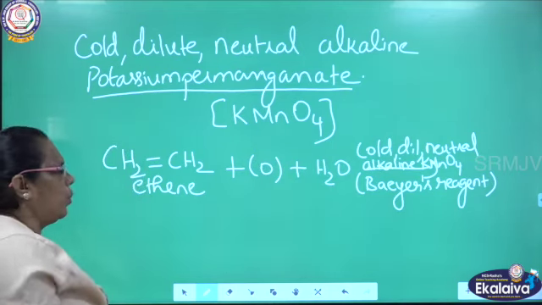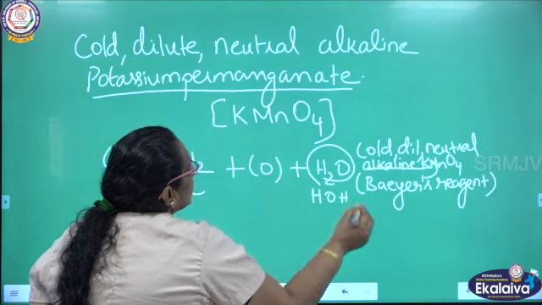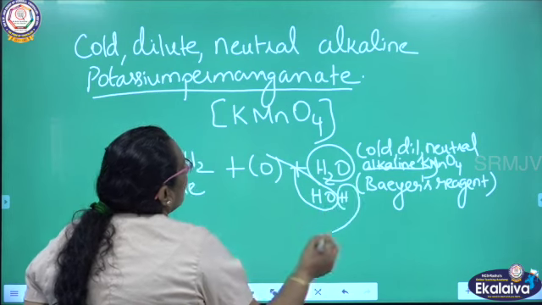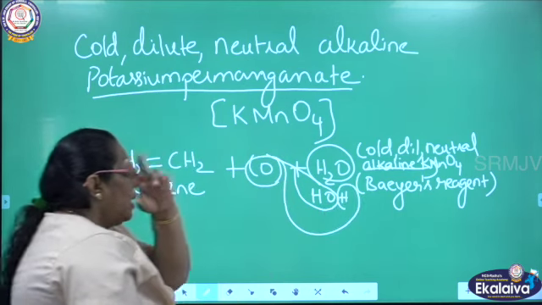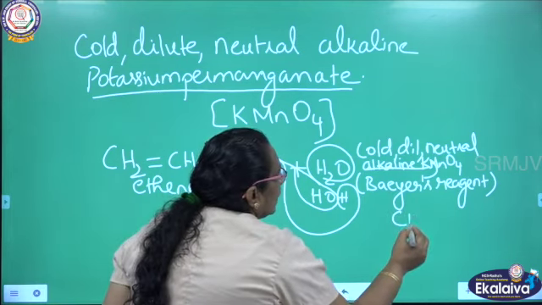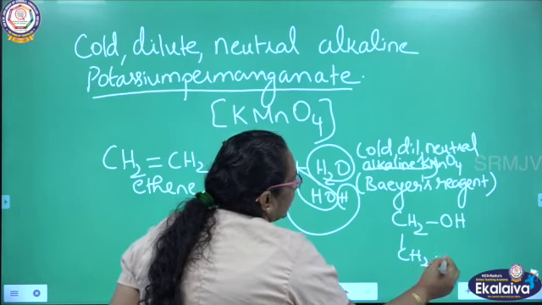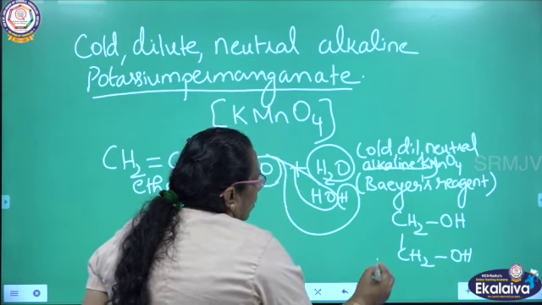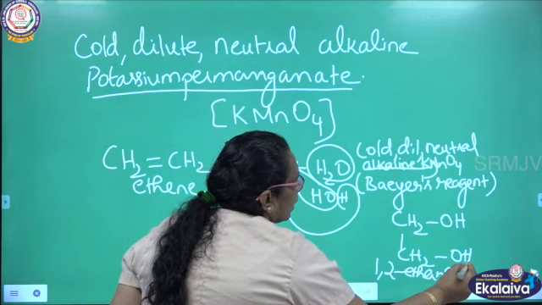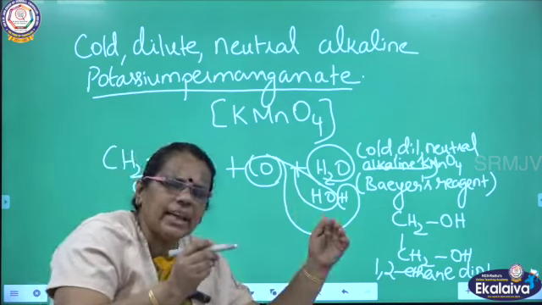Let me see the products now. For my convenience, I am writing water as HOH. So here one hydroxy group is ready. Here one hydroxy group is ready. One more hydroxy group is also ready. There are two hydroxy groups. I am going to add two hydroxy groups here. CH2OH, again CH2OH. What is the name of this compound? 1,2 ethane diol.